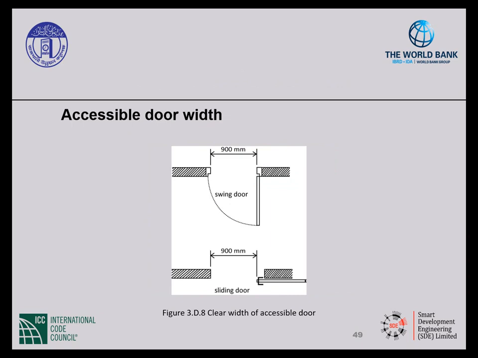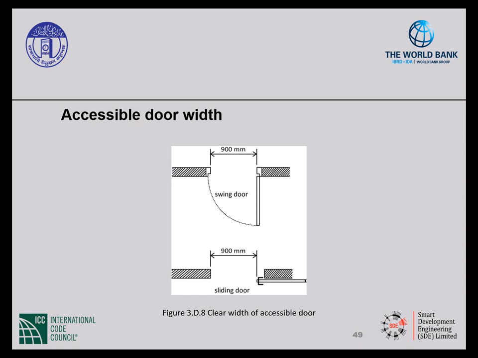Accessible door width. A single leaf of an accessible doorway shall provide 900 millimeters minimum clear opening between the face of the door leaf when it's open 90 degrees and the face of the opposite jamb. This would be the same for a sliding door, except you would provide that from the face of the jamb to the face of the door. If you have a double leaf door, only one of the operable leaves must meet this requirement.